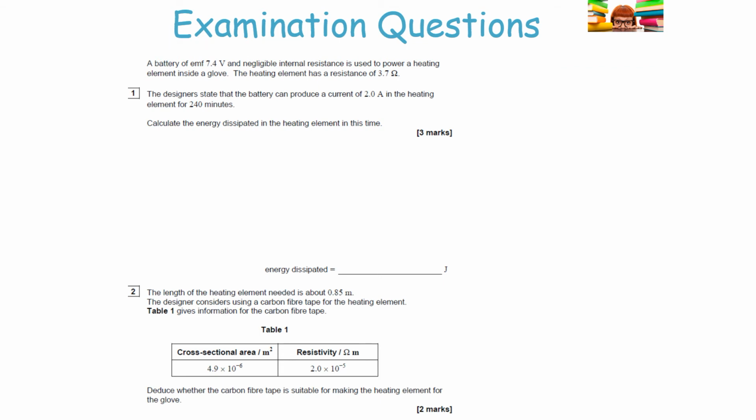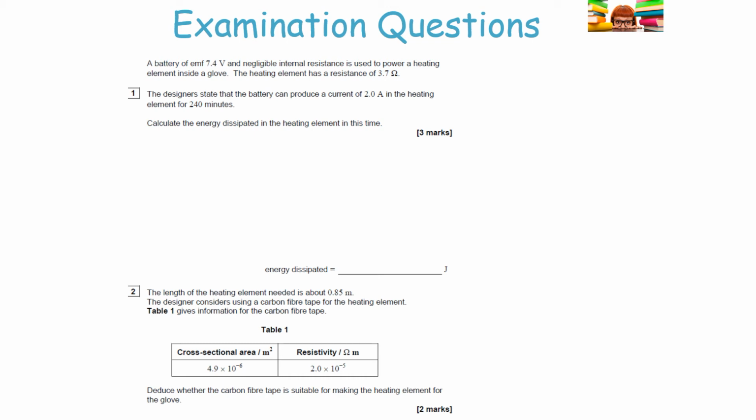Right. So the first thing is calculate the energy dissipated. This requires you to consider what equations you would like to use. You can either use P equals VI, or P equals I squared R, or P equals V squared over R. Use any of the information, because V is given to you, I is given to you, and R is given to you.